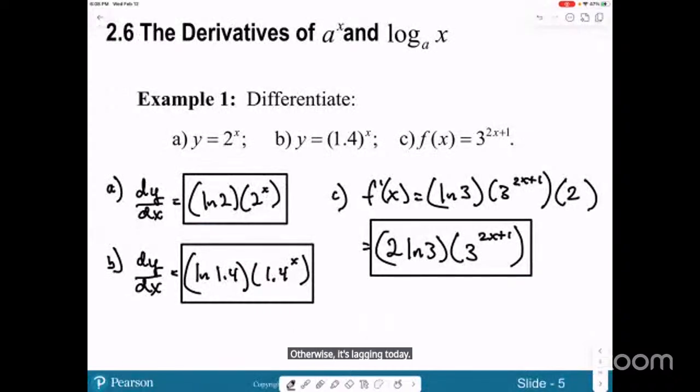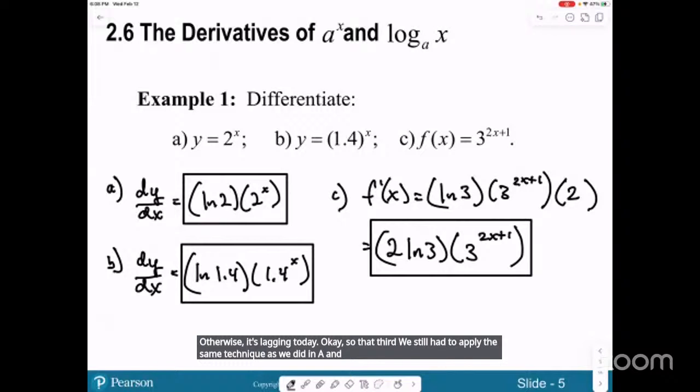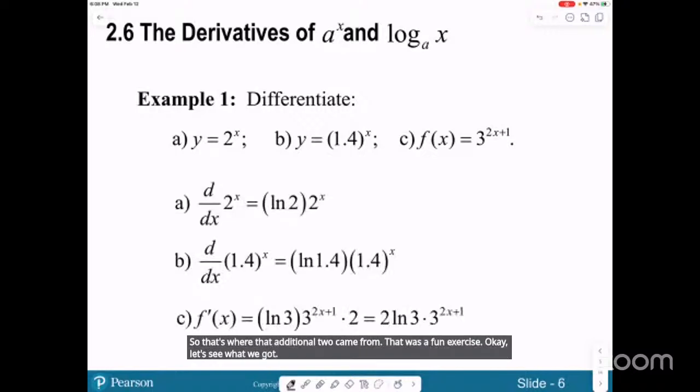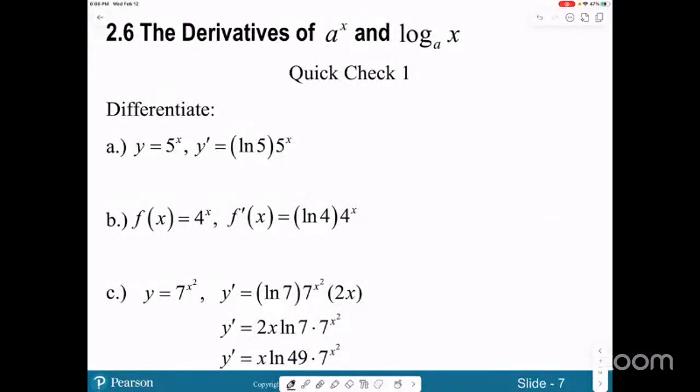Okay, so that third one, we still had to apply the same technique as we did in A and B, but then we had to take it a little bit further and say times the derivative of that power. If we just focus on that 2x plus 1, that derivative is just 2. So that's where that additional 2 came from. That was a fun exercise. Okay, let's see what else we have. Quick checks I usually leave as an exercise for you all.